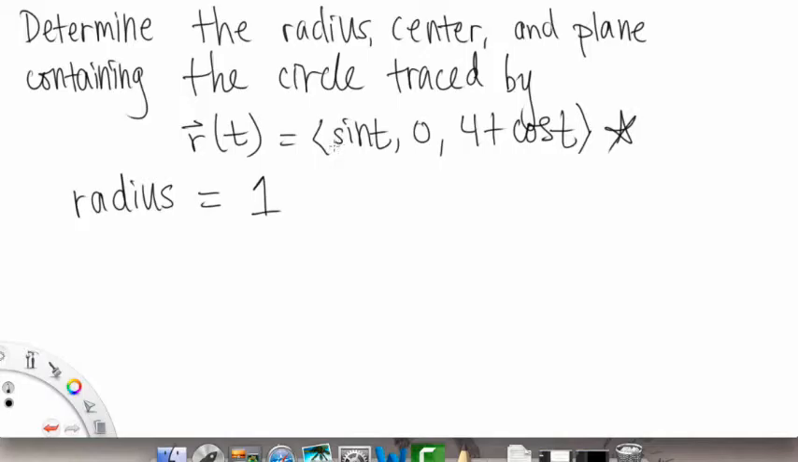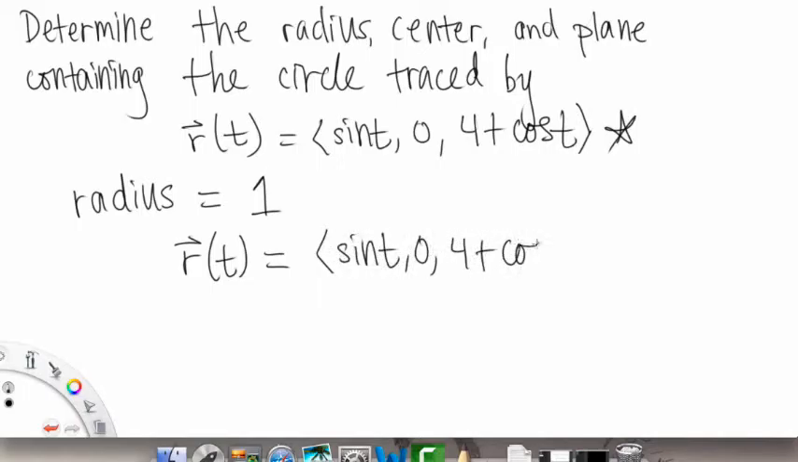And if you saw a 2 or a 3 in front of each of those, then it'd be 2 or 3 respectively. Okay, so there's the radius, and to find the center, what we have to do is take our parameterization and break it down, just separate it, right? So we're going to take sine t, 0, 4 plus cosine t. We're going to get rid of whatever is added or subtracted in the components. We're going to break that down, as I mentioned.